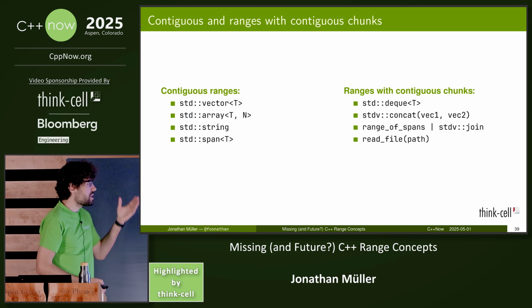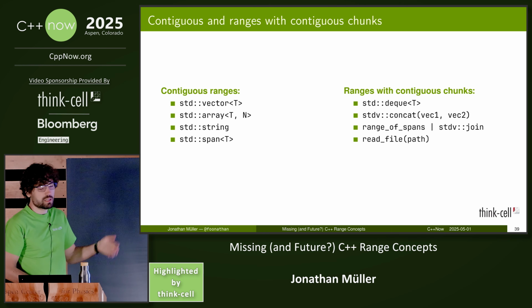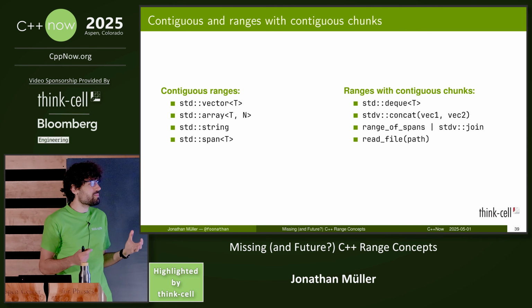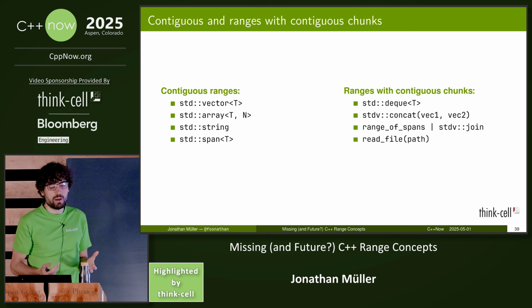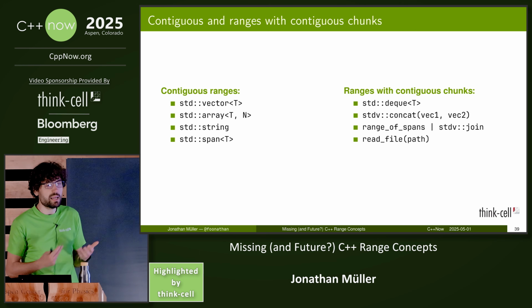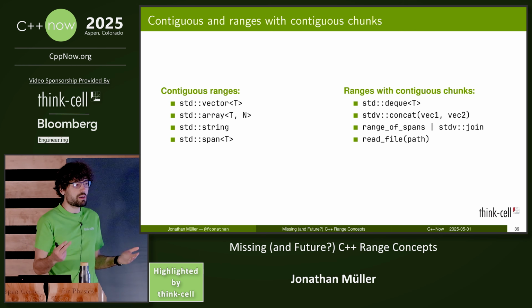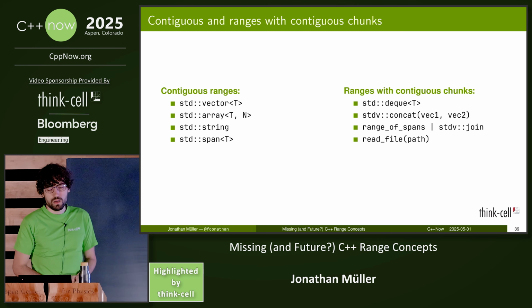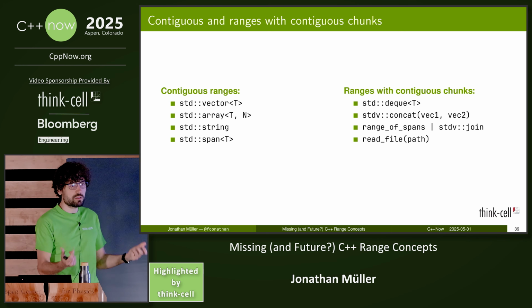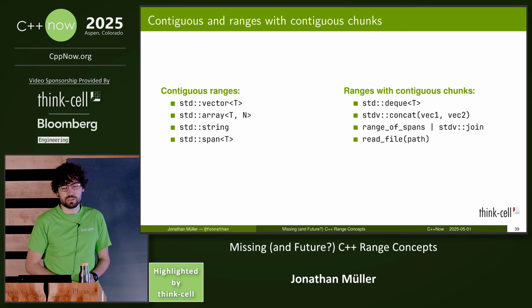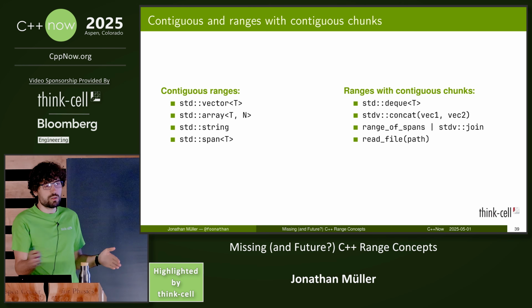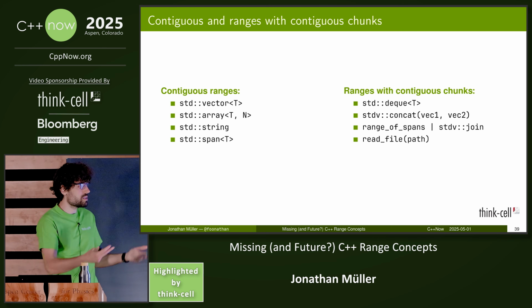And this is nice because there are a bunch of contiguous ranges, like vectors, arrays, strings, and span. They're all contiguous. However, then we've got ranges that are not fully contiguous, but have contiguous chunks, like deque. Deque is a linked list of arrays. So it's not contiguous, but it has chunks that are contiguous. If you concat two vectors, that's not contiguous, it just has chunks that are contiguous. If you have a range of spans and you join that, again, not contiguous, just the chunks.